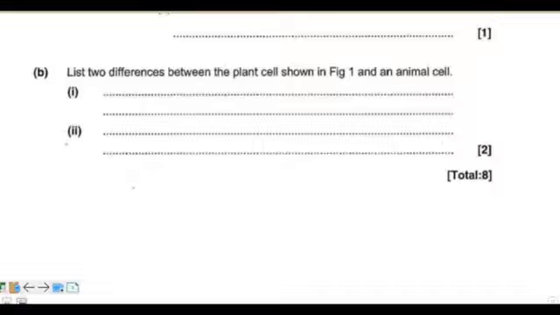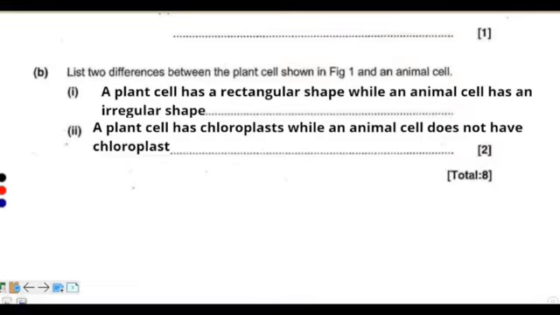So let's just write them. These are the differences. The first one, a plant cell has a rectangular shape, while an animal cell has an irregular shape. Then the second one, a plant cell has chloroplast, while an animal cell does not have chloroplast. You can also put a third one.